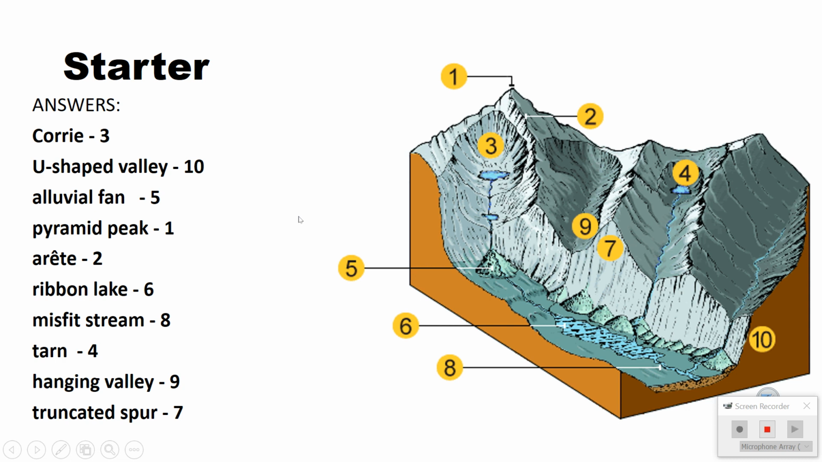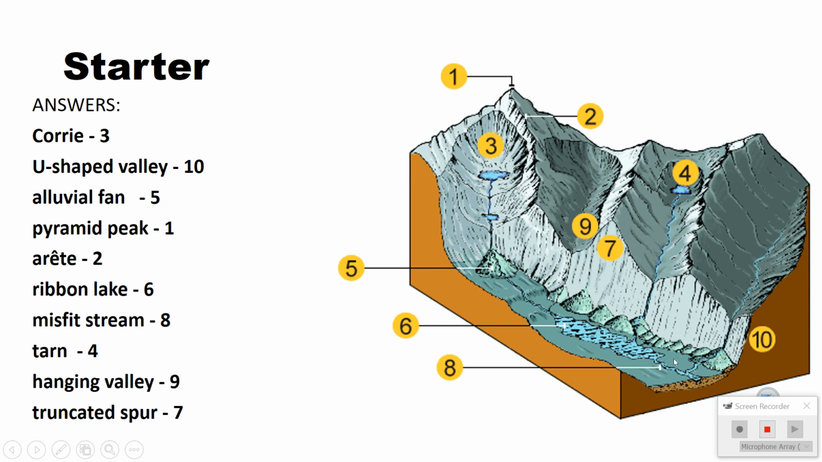Pyramidal peak is number 1, 3 corries back to back. You can't see the other side of the mountain, but imagine there's a corrie there, one here, and at least another one there. We've got an arête, number 2, this knife-edged shape between 2 corries. Number 6 was the ribbon lake, or ribbon loch, as we call them in Scotland. A misfit stream is number 8.